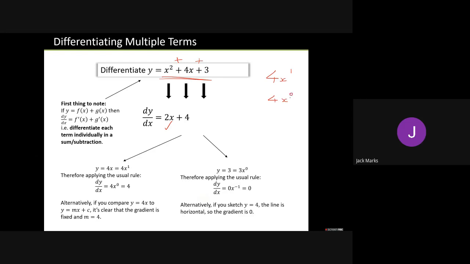Decrease the power by 1, 0. So x to the 0 is 1. That's why this one works. 3. It's sort of like you're doing this. What's 0 times 3? Well, it's going to just disappear. So that's why there's a blank.